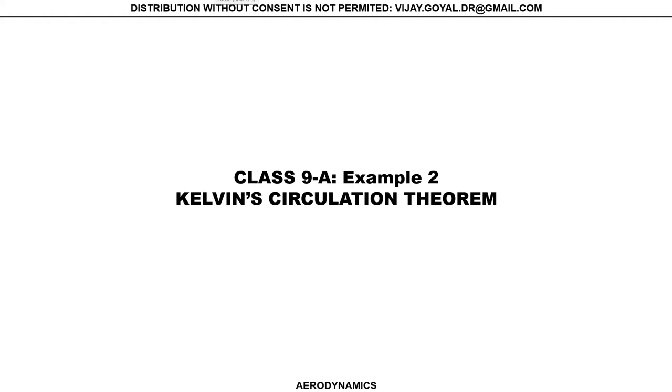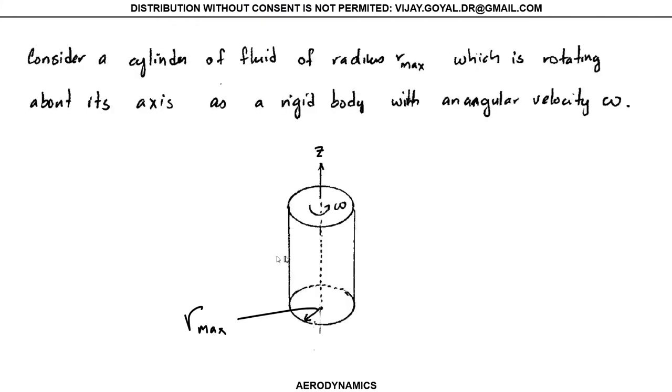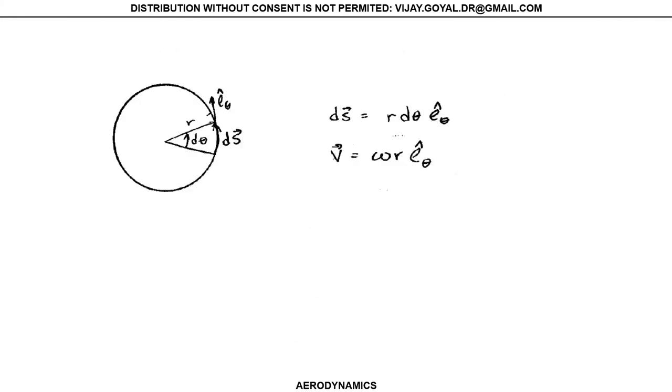So this is example number two on Kelvin's circulation theorem. In this particular example, we're going to take a cylinder of fluid of radius r max, and this cylinder is rotating about its axis as a rigid body motion, okay? And it has an angular velocity omega. Before we start the problem, we need to know what the velocity is.